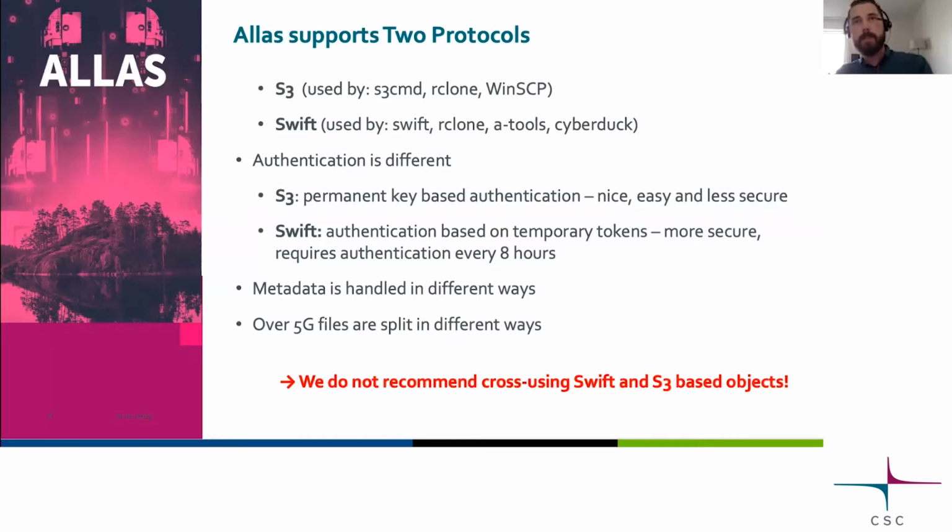The main key difference between these is the authentication. The S3 protocol uses permanent keys. It's nice and easy, but of course also less secure, as if someone gets access to your keys, they basically have access to your project's data. Of course, if your CSC username and password are already compromised, it's the same thing. Swift, on the other hand, uses temporary tokens that last for 8 hours. So of course it's more secure as it requires authentication every 8 hours. And this can be a bit problematic with long batch jobs in Puhti, for instance.